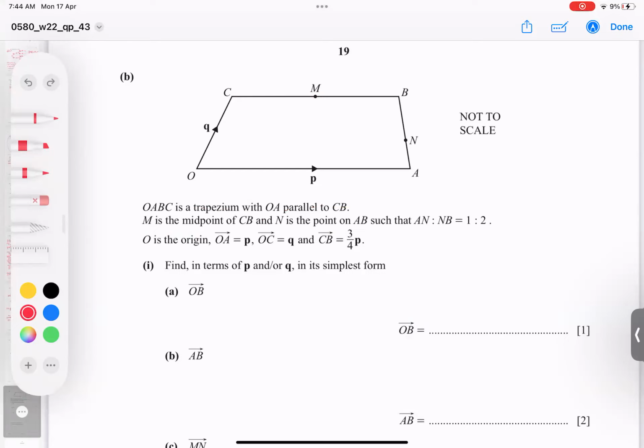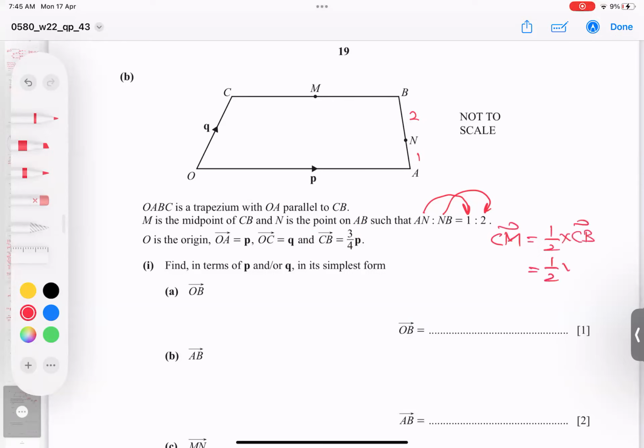Wait a minute. Sorry, N is a point on AB such that this ratio is given. So AN is 1 and NB is 2. So 2, 1. An extra thing given by him is these two, which I think you can see clearly mentioned, but I did not utilize. So I'm writing CB. Where is CB, students? CB is a total vector. So if CB is this one, then what is CM? CM is half of CB vector.